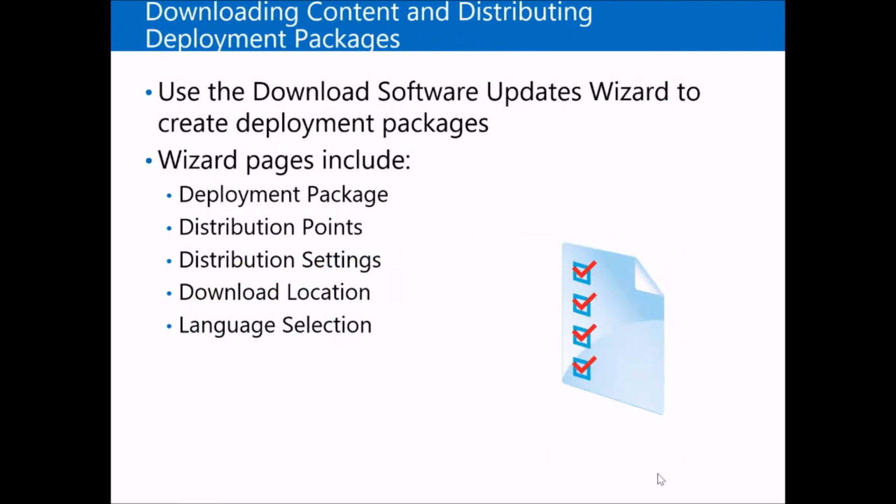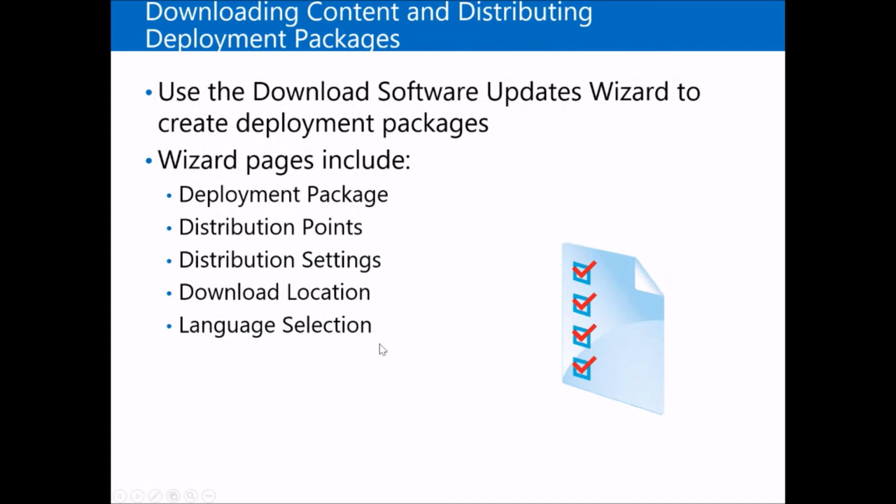Downloading content and distributing deployment packages. So using the download software update wizard to create deployment packages, the wizard pages include deployment packages, the distribution point you want to put it on, the distribution settings, the download location, and the language selection.